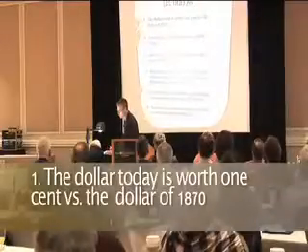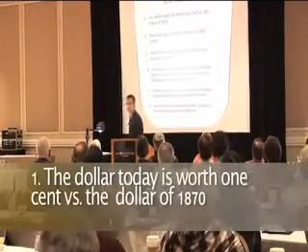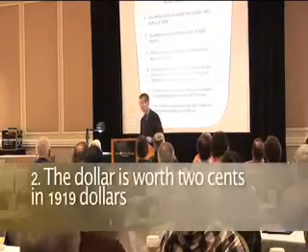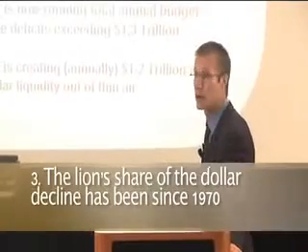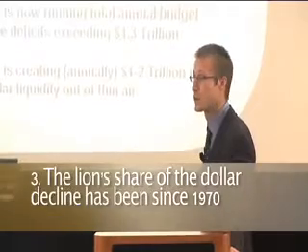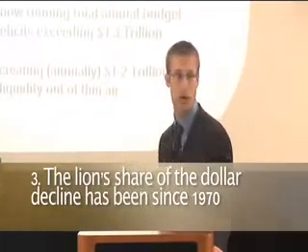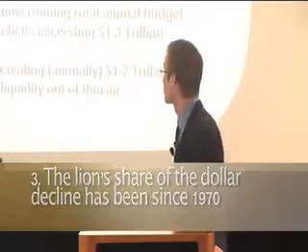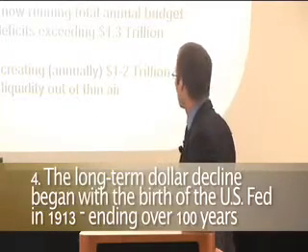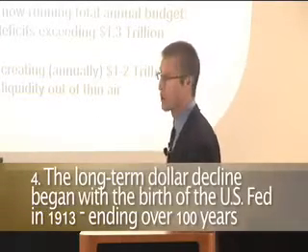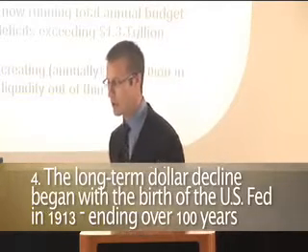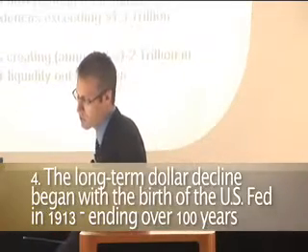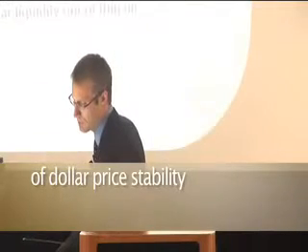Dollar today is worth roughly 1 cent versus the dollar of 1870, 2 cents versus the dollar of 1919, and the lion's share of the dollar decline has taken place since the 1970s when we unhinged the relationship between gold and the dollar. The long-term dollar decline began with the birth of the U.S. Fed in 1913, and as we looked at that chart, that ended over 100 years of dollar price stability.